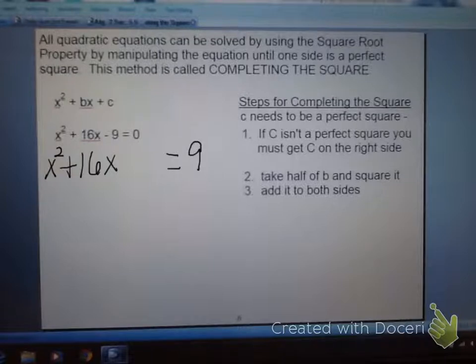Step 2, take half of b and square it. B is the number in front of x. So 16, half of 16 is 8, and 8 squared is 64. So I am going to add 64 on both sides.